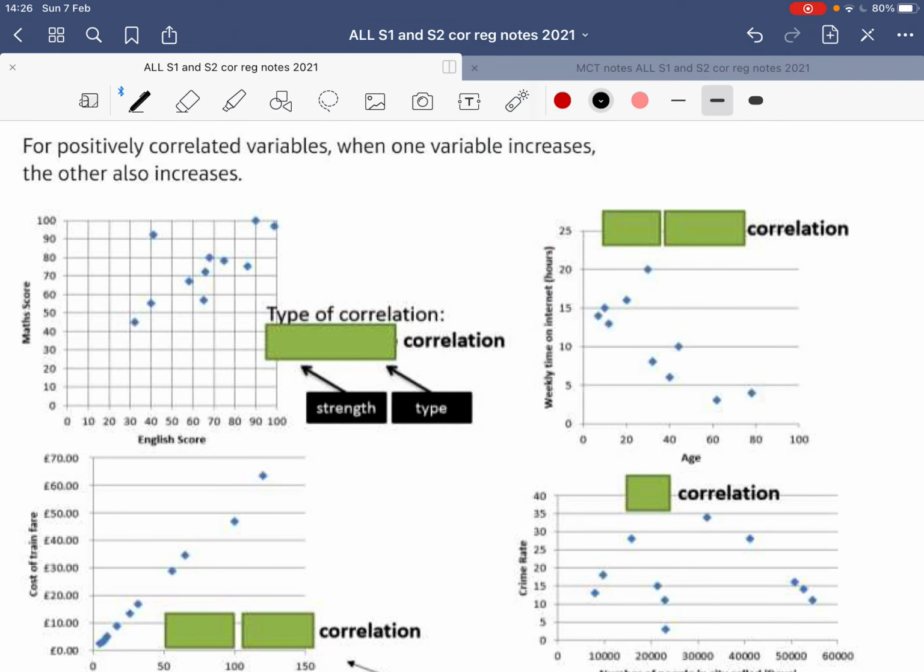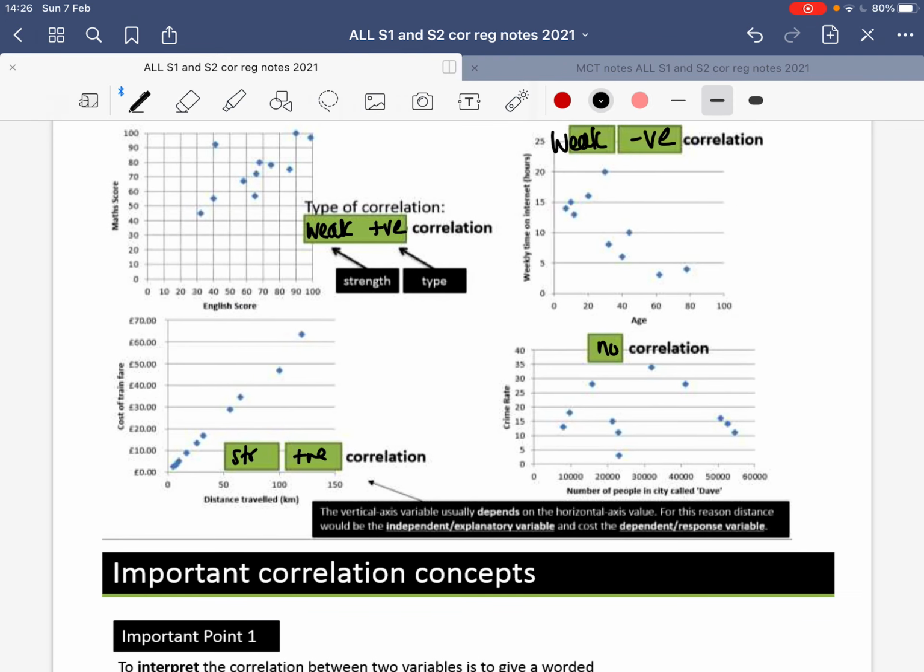Very easy. Probably don't even need to do it, but just humour me. So here we've got some sort of weak positive correlation. When you're asked to describe the correlation, you're looking at its strength and its type. Okay, and this one will be a weak negative correlation. This one will be a strong positive. And this one probably shows no correlation at all.